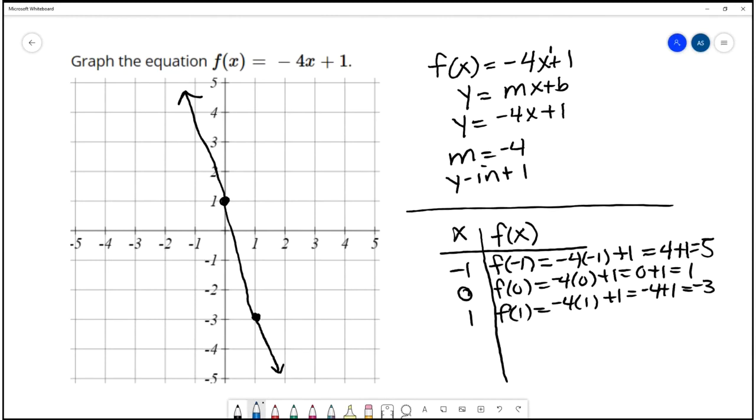So you can plot those points, negative 1 and 5, 0 and 1, and 1 and negative 3, and you would connect those points with a straight line. My line looks a little bit different the second time because I didn't use a ruler to draw my line, but these two are the same line.